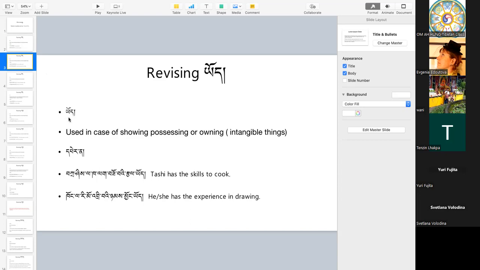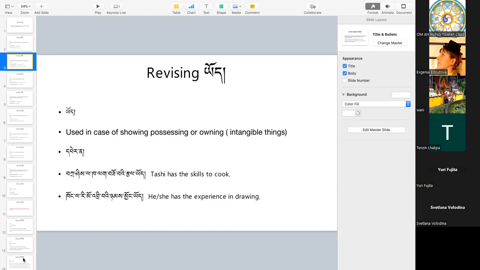So the second case is used in showing possessing or owning of intangible things. For example, she has the skills to cook. So here we are talking about skill, and skills are intangible. Yes, we're saying that someone possesses these, but the object of possession is intangible.